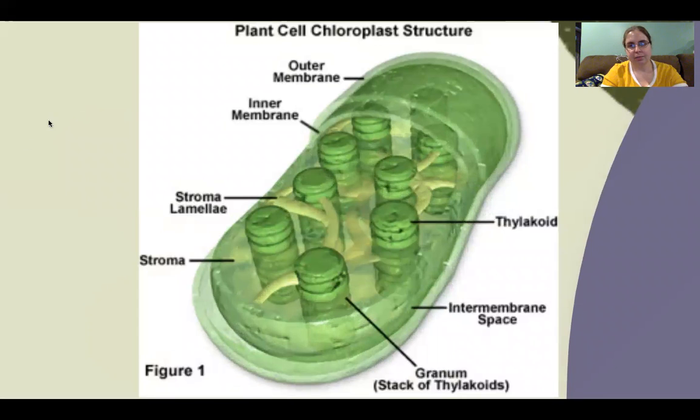So here's the chloroplast. It has an outer membrane and an inner membrane. You'll notice that there are these stacks. The stacks are called grana, and they're made up of flat discs called thylakoids, which are also where the chlorophyll is located. These connections between the grana are lamellae, and the jelly-like fluid that fills up the space is called the stroma. And the little space between the outer and inner membrane is called the intermembrane space.